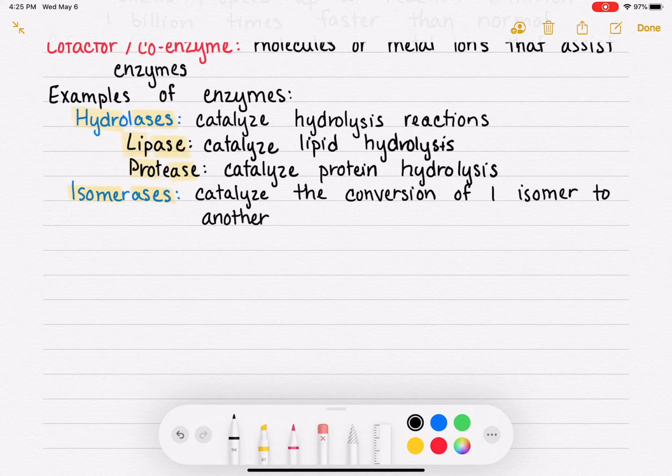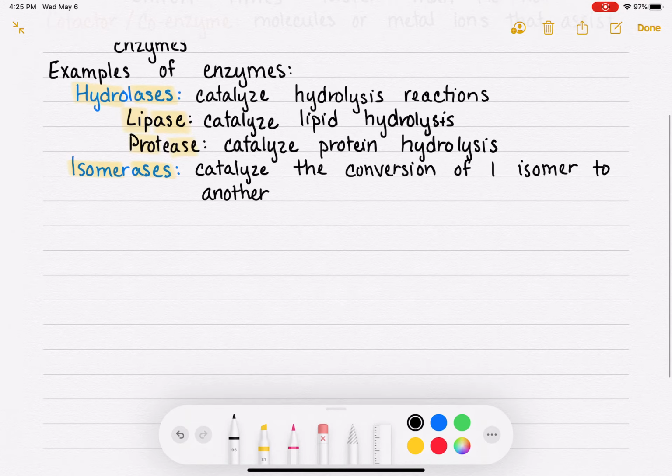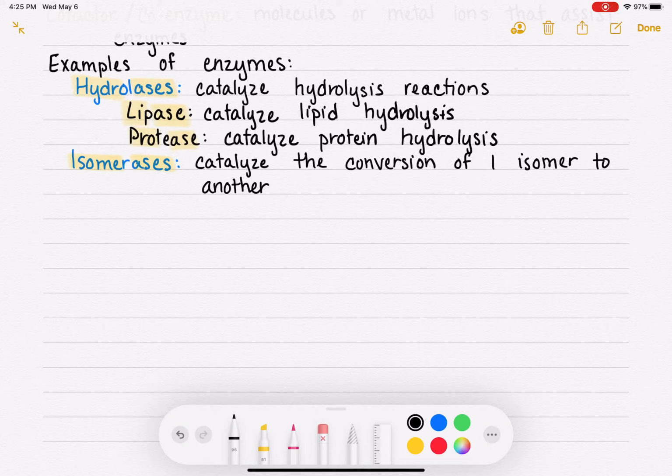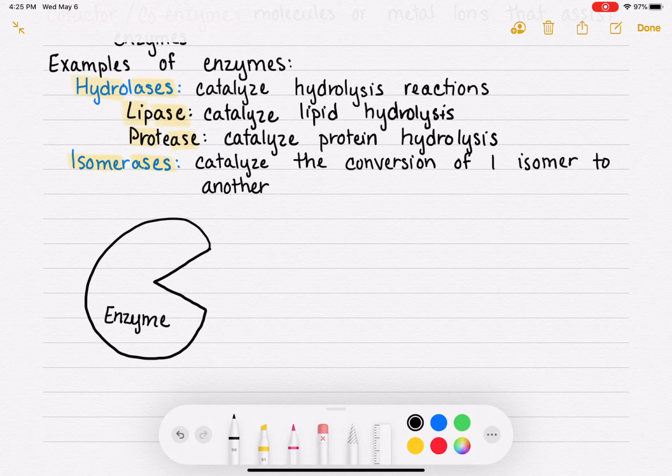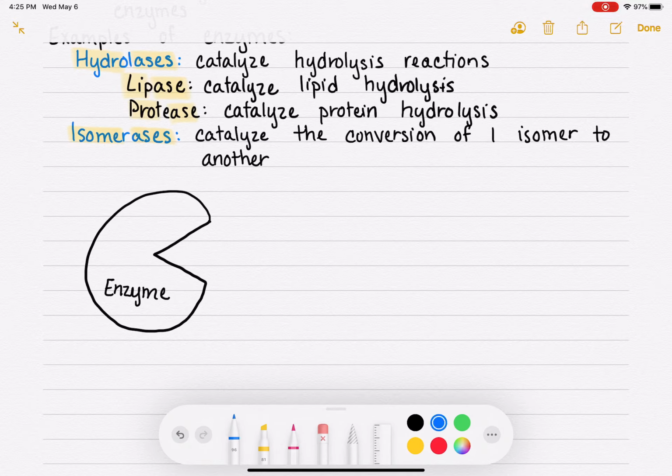The way that an enzyme works is that they are shaped. So I'm gonna draw an enzyme, and I'm gonna make it look like a Pac-Man. So this is my enzyme. It's a protein, and each enzyme has a pocket, which is what I've drawn right here, that is called the active site. So it's like a pocket on the enzyme, a divot or a hole or an indentation.